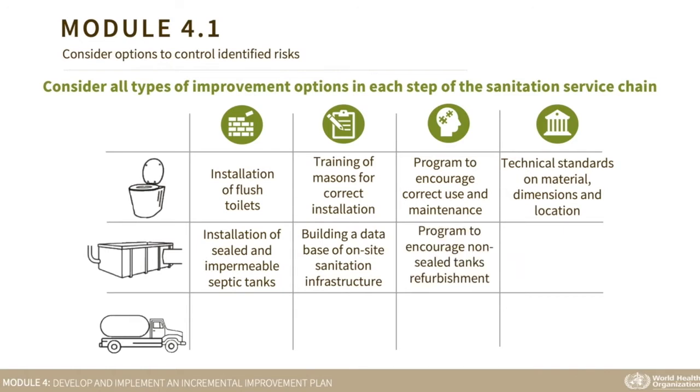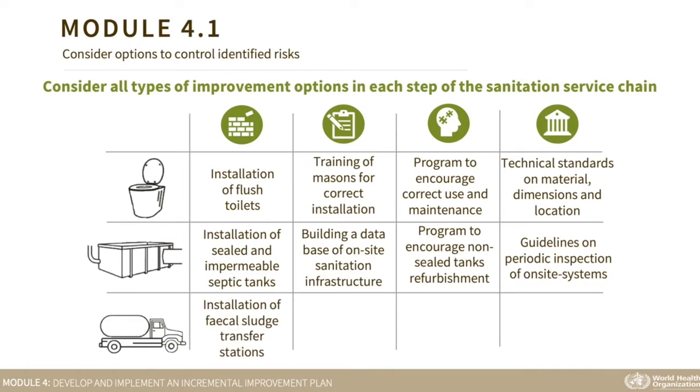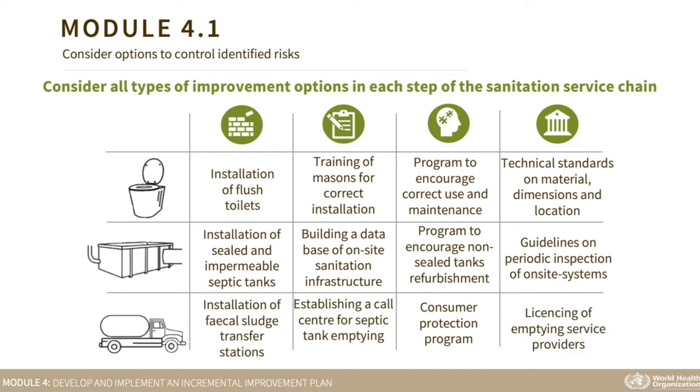Furthermore, a program to encourage the refurbishment of non-sealed containment tanks among households, as well as guidelines on periodic inspection of on-site systems by authorities, could be implemented. While considering improvement options at the conveyance step, we could think about installing fecal sludge transfer stations, establishing a call center for septic tank emptying, developing a consumer protection program, and licensing emptying service providers.